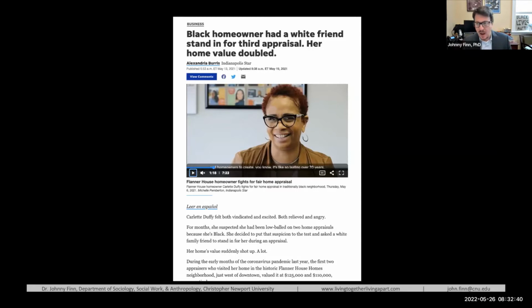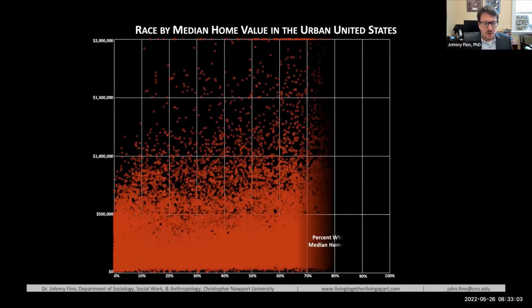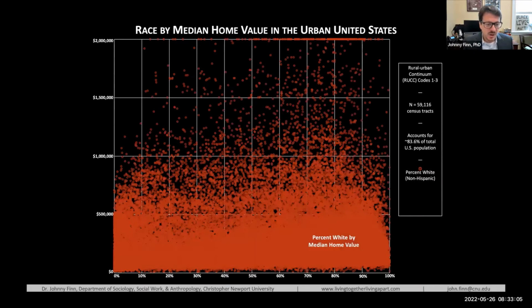But when we zoom out from the individual to the macro, if you just make a simple scatter plot, for example, of median home value on the y-axis and percent white or percent African-American on the x-axis, and look at every single urban and suburban census tract in the US, what you see is a fairly strong positive correlation between whiteness and home values.